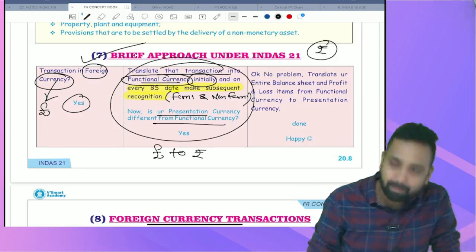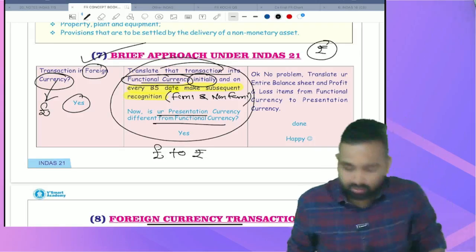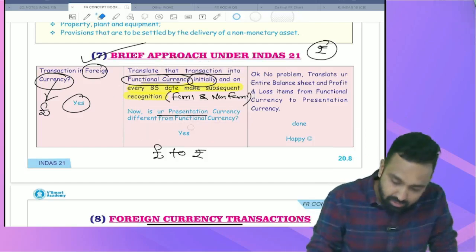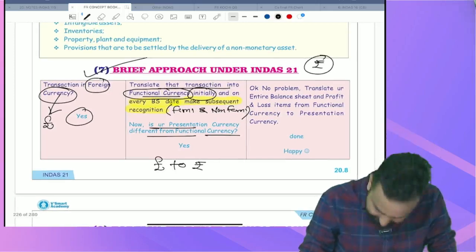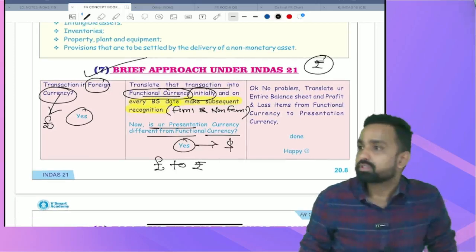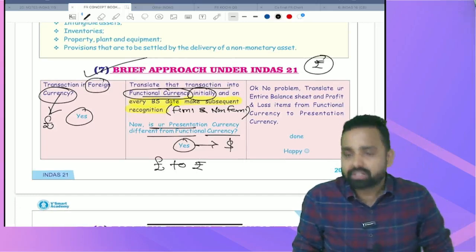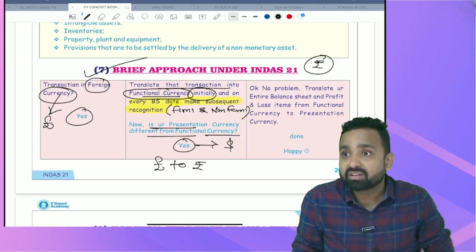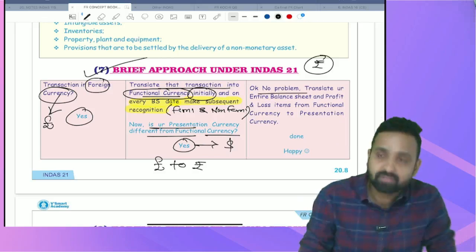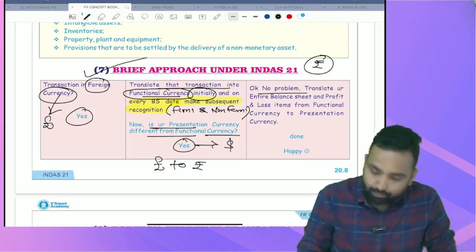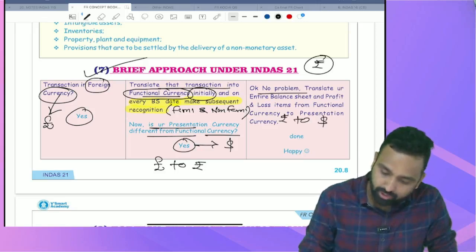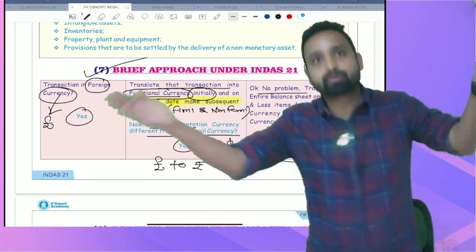Pound to rupee? Simply pound to rupee or not? Okay, now ask the question once again, loudly. Is your presentation currency different from functional currency? Yes. Yes means say dollar. What is the functional currency? Functional rupee and presentation dollar. Okay, next. Translate your entire balance sheet and profit and loss from rupee to dollar. Done? Happy. Fine. This is a brief approach of Ind AS 21.